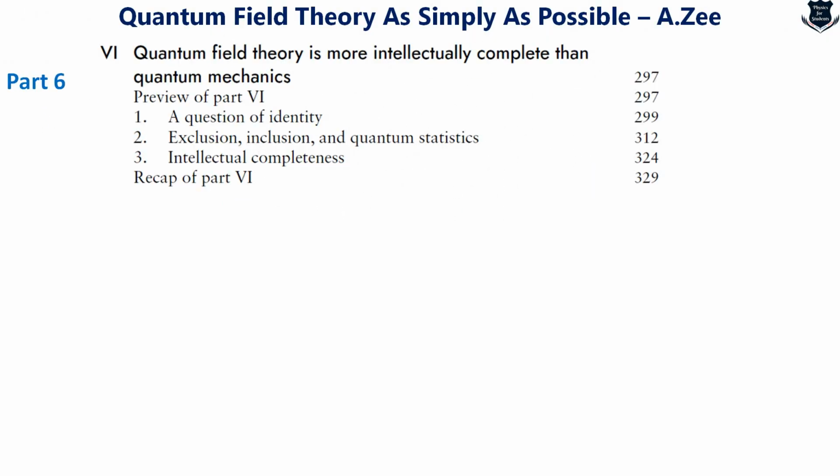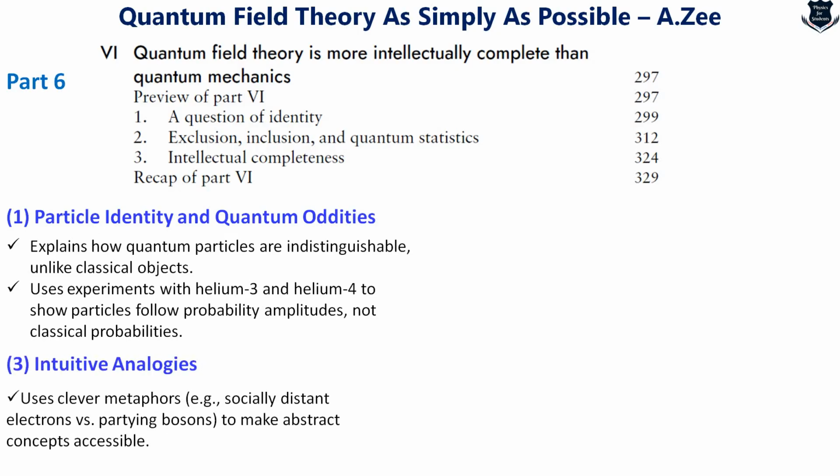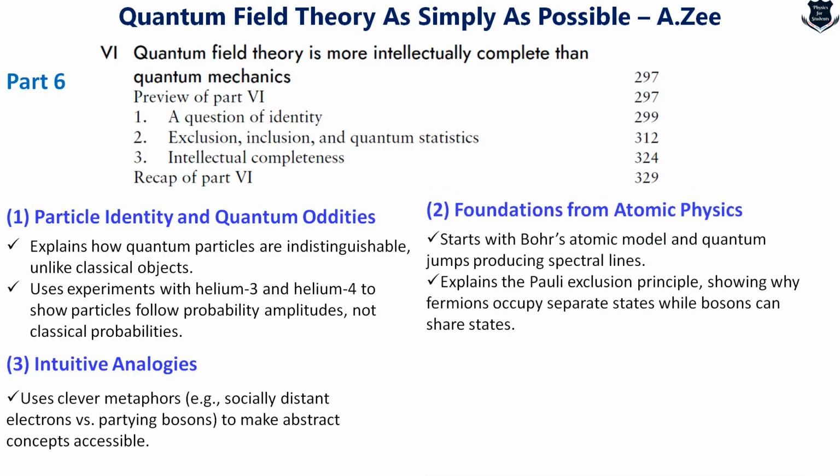Part 6, the final part, where he talks a lot about the heart of quantum field theory. Here he talks about particles and identities. So he explains quantum particles are indistinguishable unlike classical objects. He talks about helium-3 and helium-4 to show particles follow probability amplitudes, and I was really smiling in my own mind, thinking about how he cleverly uses metaphors like social distance between electrons and partying bosons. You will really enjoy this part of the humor of the book. It is absolutely great. Intuitive analogies make the concepts a little bit easier and accessible.